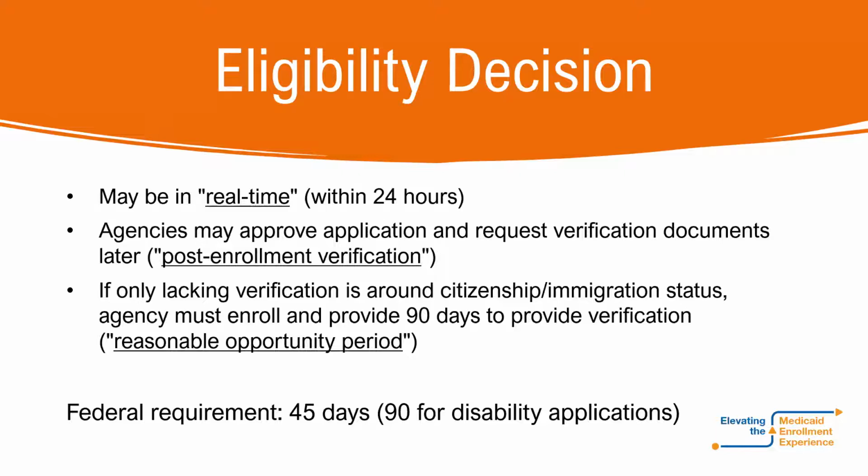Some agencies may approve an application and then request verification documents on the back end, and we call that post-enrollment verification. Some agencies may also delay the eligibility decision until they receive any additional verification documents that they've requested. It's important to note that if an application is only lacking the verification around citizenship or immigration status, that applicant should be given 90 days to provide verification, and they should be enrolled during that period. One of the resources we're going to provide at the end of this, and we will send out slides to everyone, is a federal report of state timeliness. So you will be able to see how your state is doing and how it compares to other states.